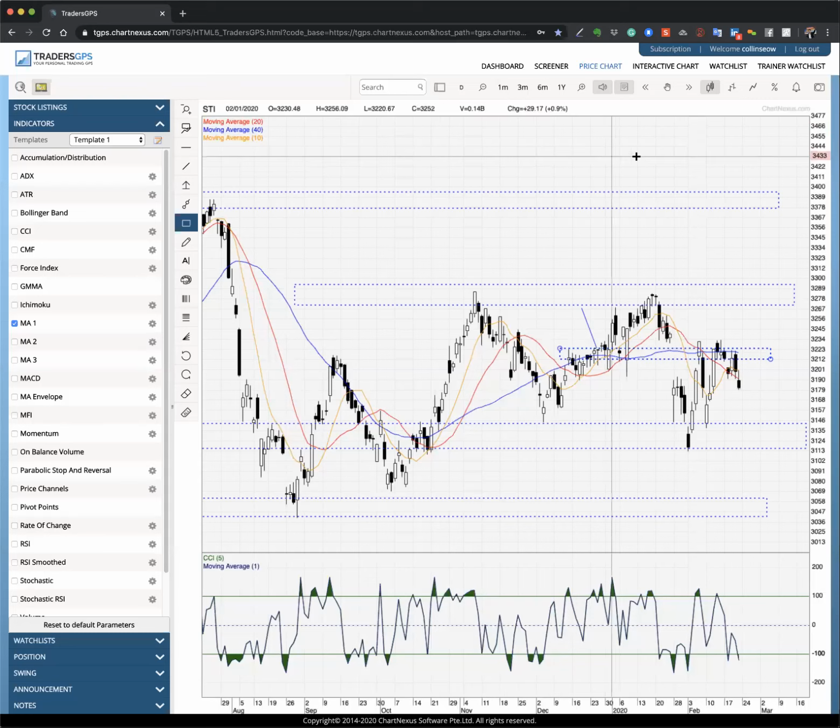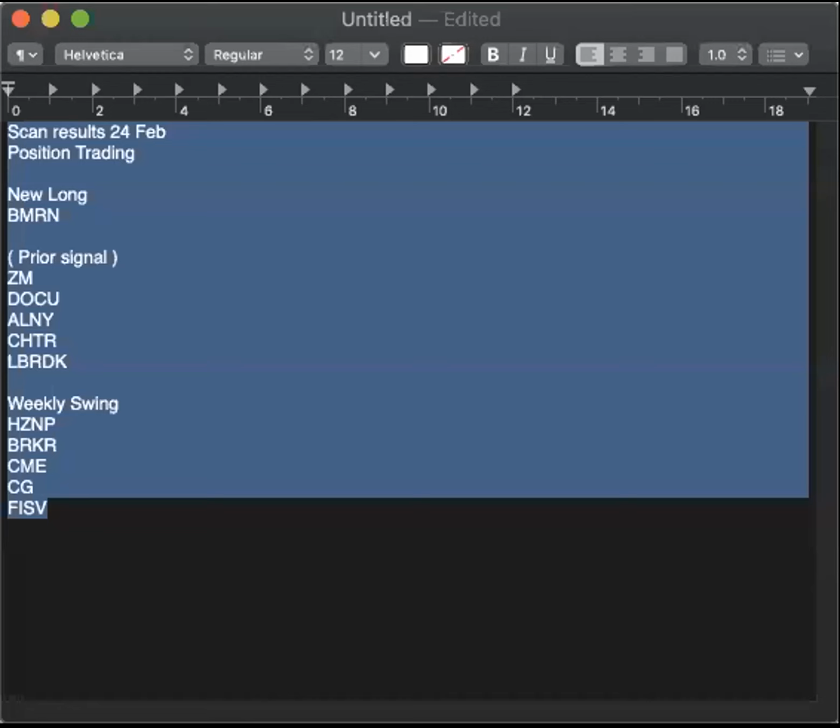Next is the stocks pick. Stocks pick. I will just do this. Okay, this is the results. We will go through these results in just a while. I also post this in the Facebook group. If you're not seeing it here, you can see those stocks in the Facebook group.